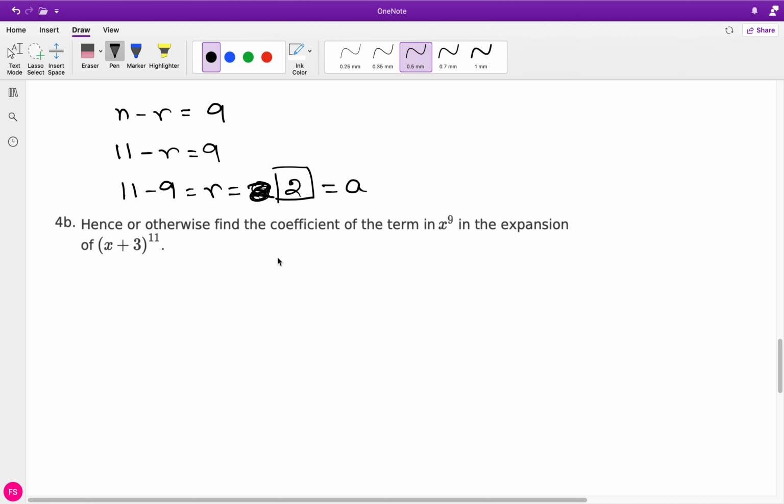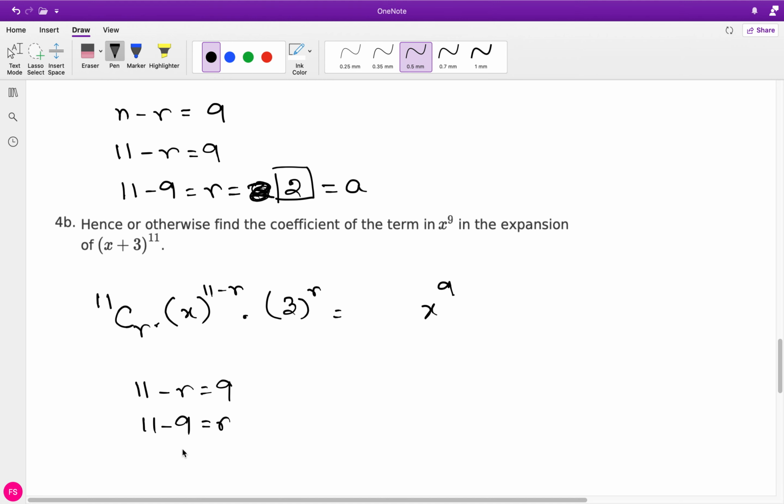Actually, I don't need to expand this. I just need to find the coefficient of the term in x to the power of 9. Again, the general term, that is 11 choose r times the first term, 11 minus r times 3 to the power of r. You want the power of x to be 9. That means you want this thing to be 9. Actually, that's what you solved in this question before. So 11 minus r equals 9. That means 11 minus 9 equals r. This will give you 2. Your r is 2. You just need to substitute it back into this equation.